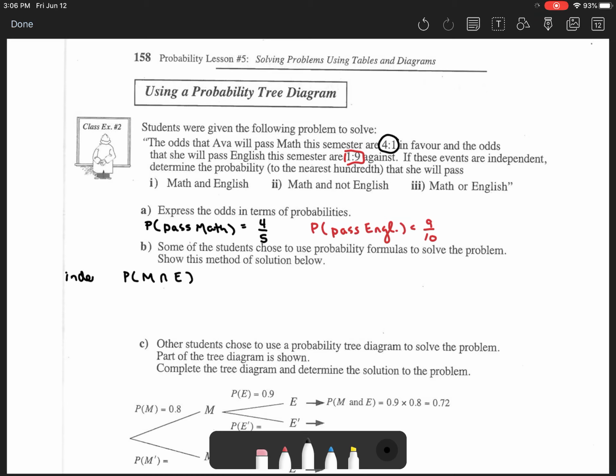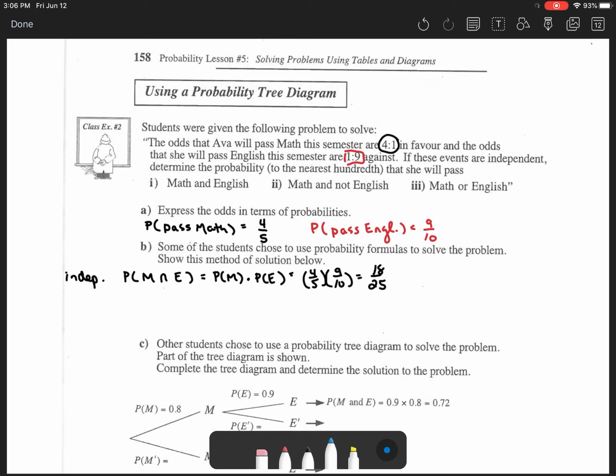In this question, the first thing I determine is that these are independent events. So the probability of M and E would be the probability of M times the probability of E, because they're independent events, that's the formula I use. So this will be 4/5 times 9/10, 36/50, reduce that, 18/25. So you can see why I determined the probabilities from up above.